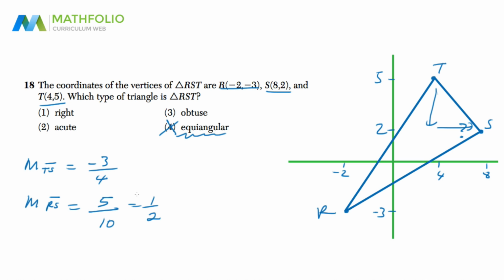Now I notice that these are not the same slope and it's not the negative reciprocal. But maybe we should try this one because I sketched it. Maybe we should try and see if RT is perpendicular to TS.